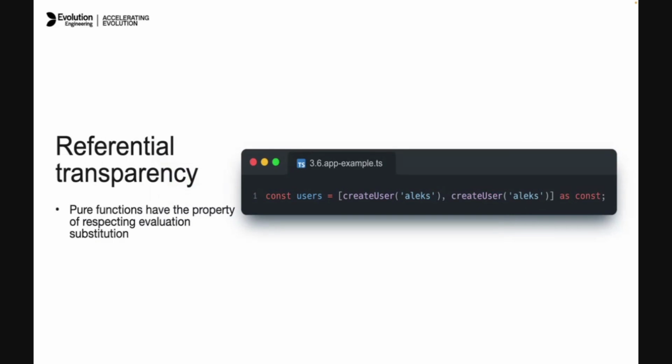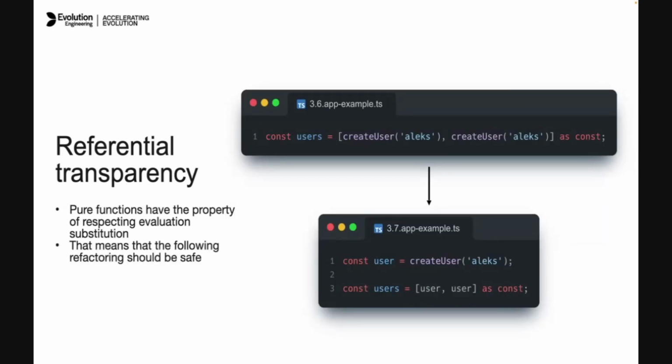And let's talk about referential transparency. All pure functions have the property of respecting evaluation substitution. What does it mean? That means that the following refactoring should be safe. We can replace the function call, extract it into a separate variable, and just reuse it. And it works fine with a pure function. And the question is, is this refactoring safe in this example? Anyone? No. Why? It should be.